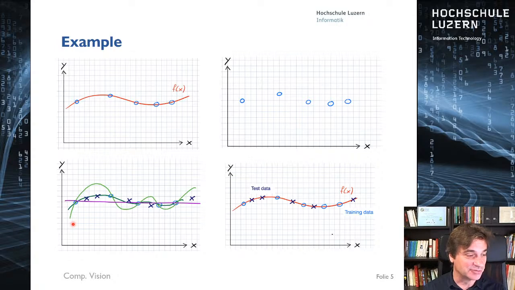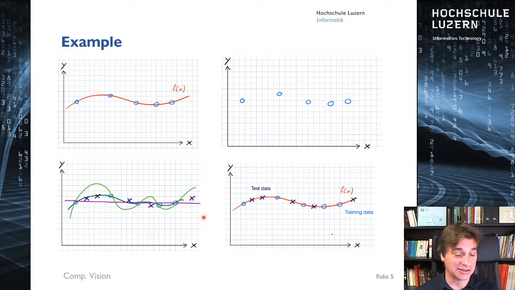But there are multiple possibilities here. For example, you have a green function that goes through all of the points, but it varies quite a lot. So maybe that's not so good. Or you have this purple function here that's almost a straight line. It goes in the proximity of most of the points, but it doesn't go through them. But on the other hand, it does not wiggle around so much. So how do you decide which of these functions is correct?